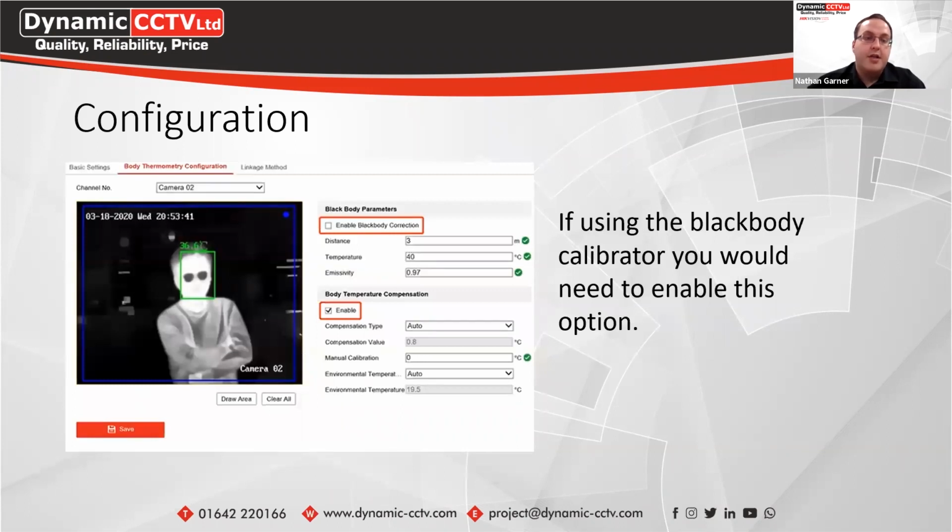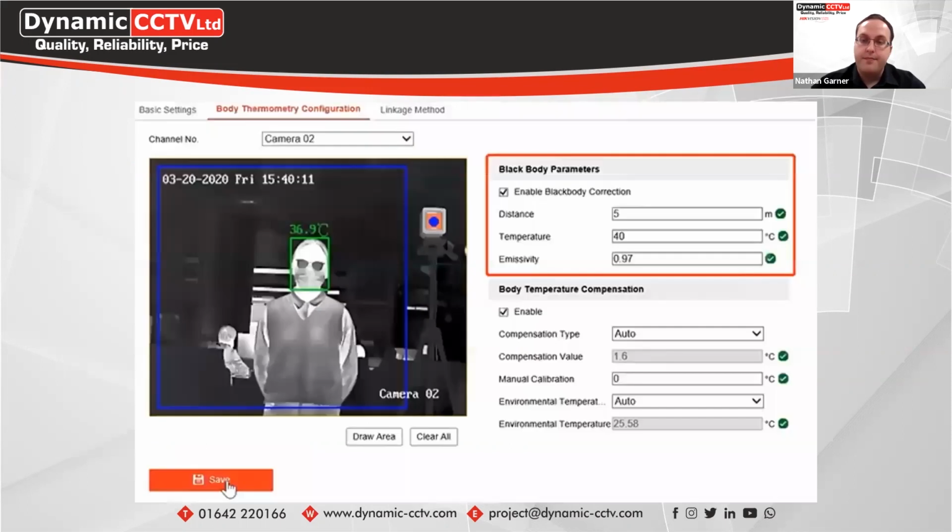So this is the configuration if you're not using the black body calibrator. I'll show another slide with the actual black body calibrator itself, but these are your basic settings on this tab. Body temperature compensation needs to be enabled, and the compensation type is set to auto, with the manual calibration set to 0 by default. If you need higher accuracy on the temperature readings, it's recommended that you use the black body calibrator, which brings accuracy to ±0.3 degrees, which you can see on this slide.